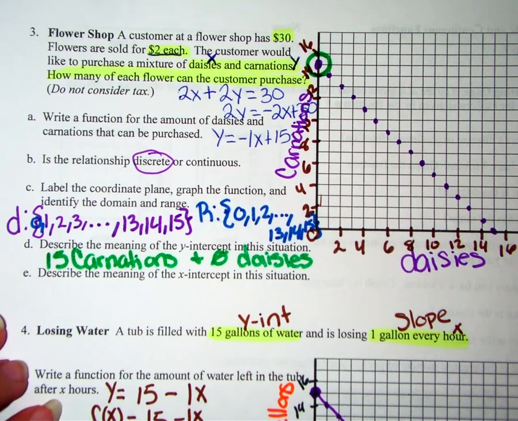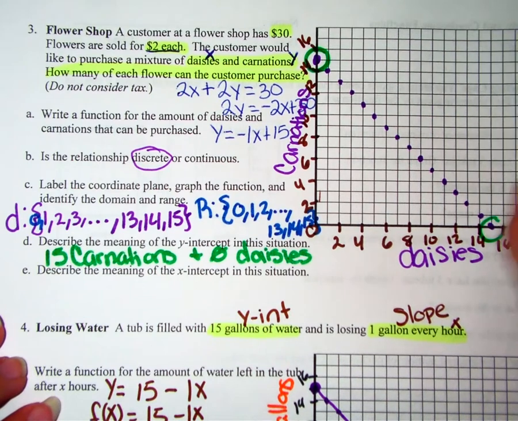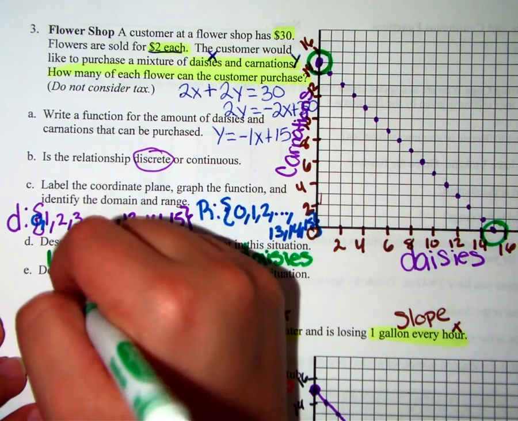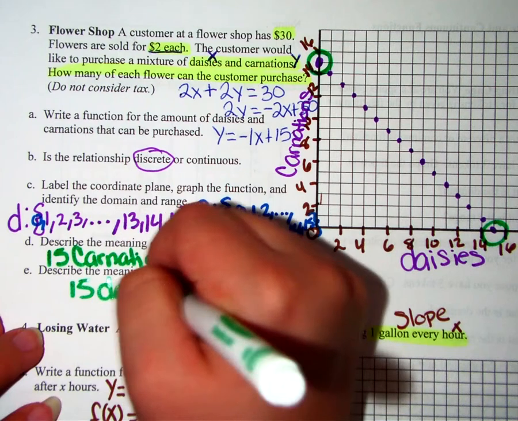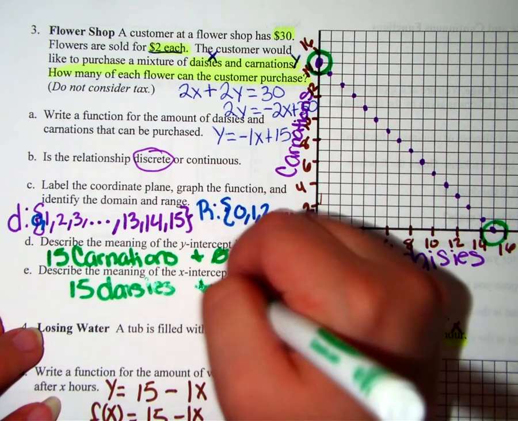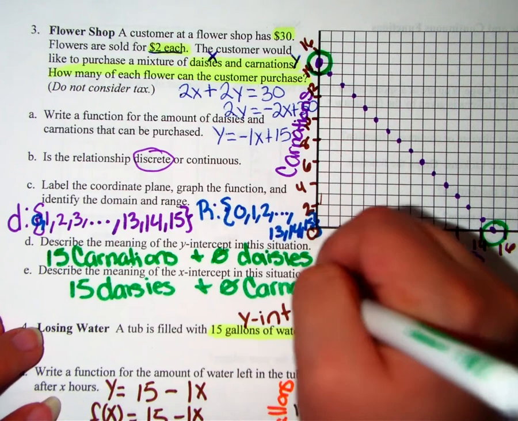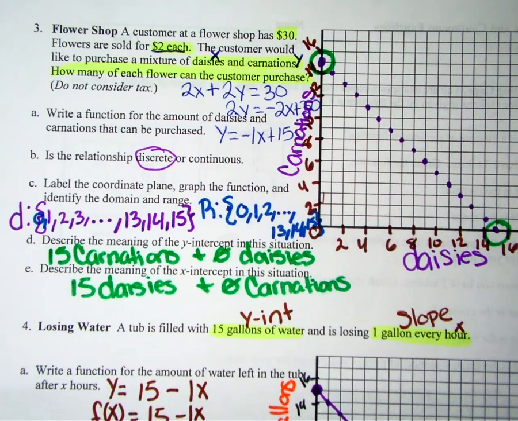And the very last question is now asking about the x-intercept. What is going on right there? Good. 15 daisies and 0 carnations. And we're done.